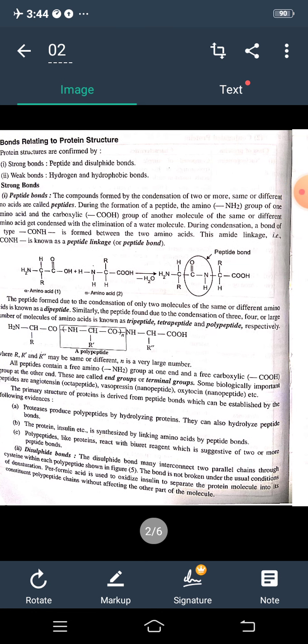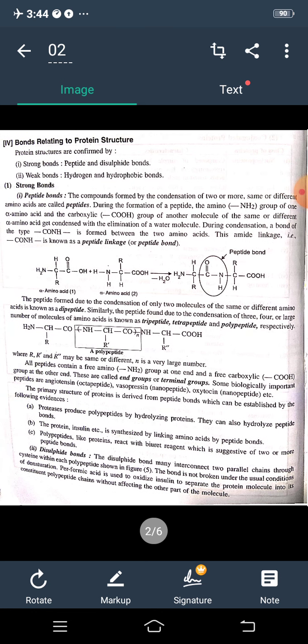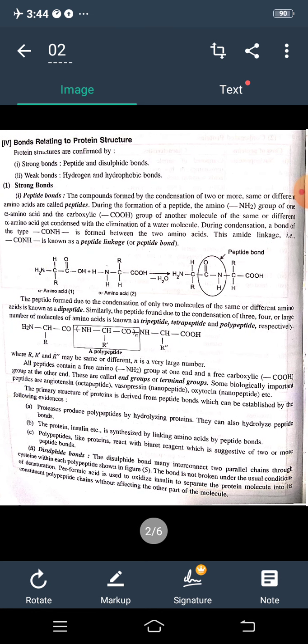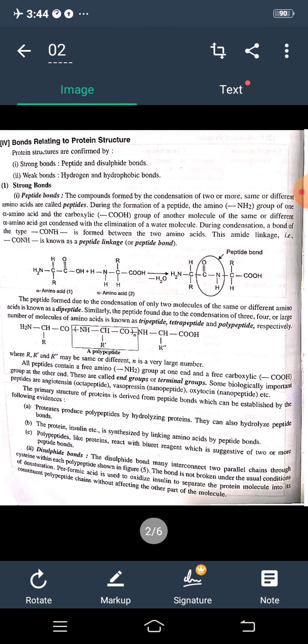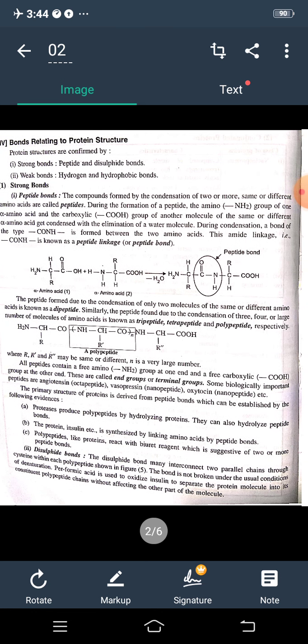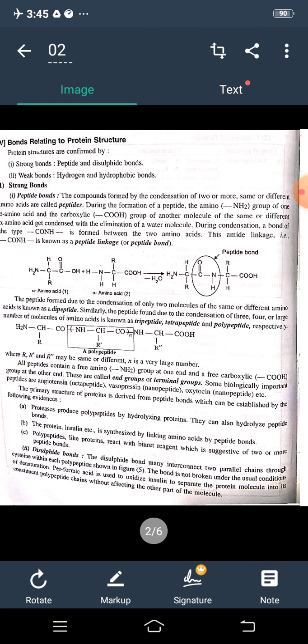All peptides contain a free NH2 group at one end and a free carboxylic acid group at the other end. These are called end groups or terminal groups. Some biologically important peptides are angiotensin, octapeptide, nonapeptide, oxytocin, nonapeptide, etc.